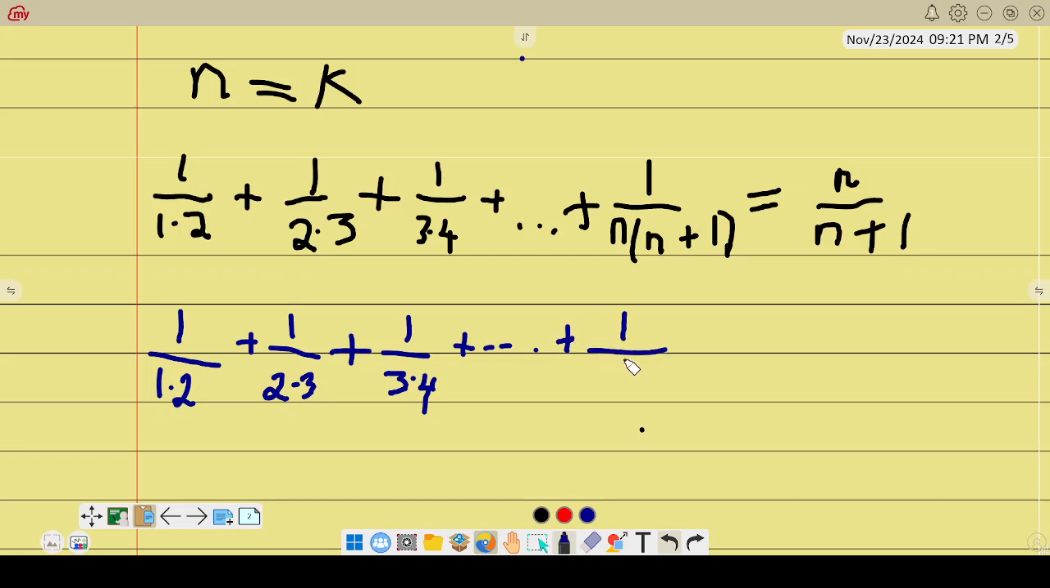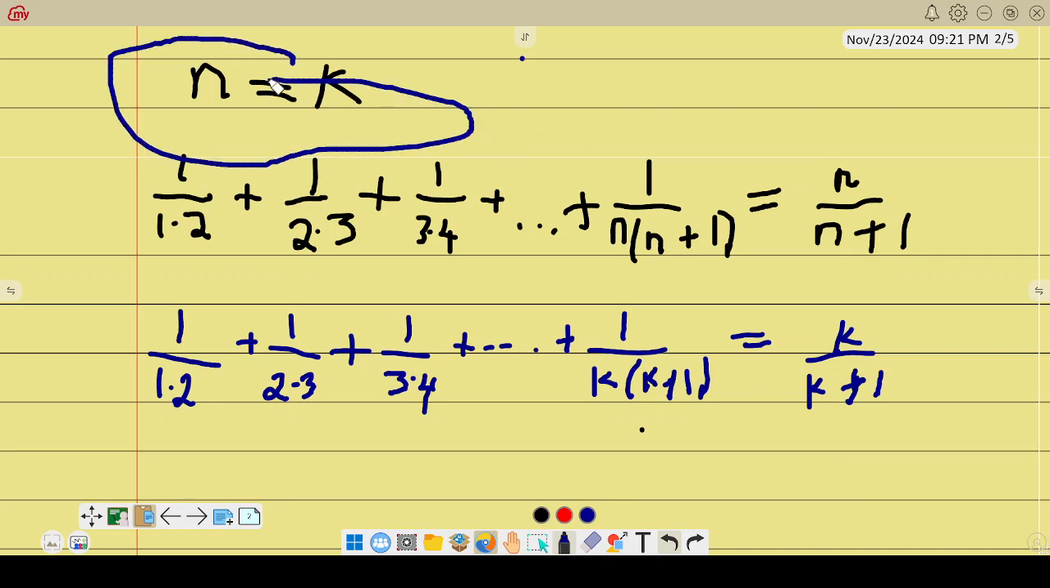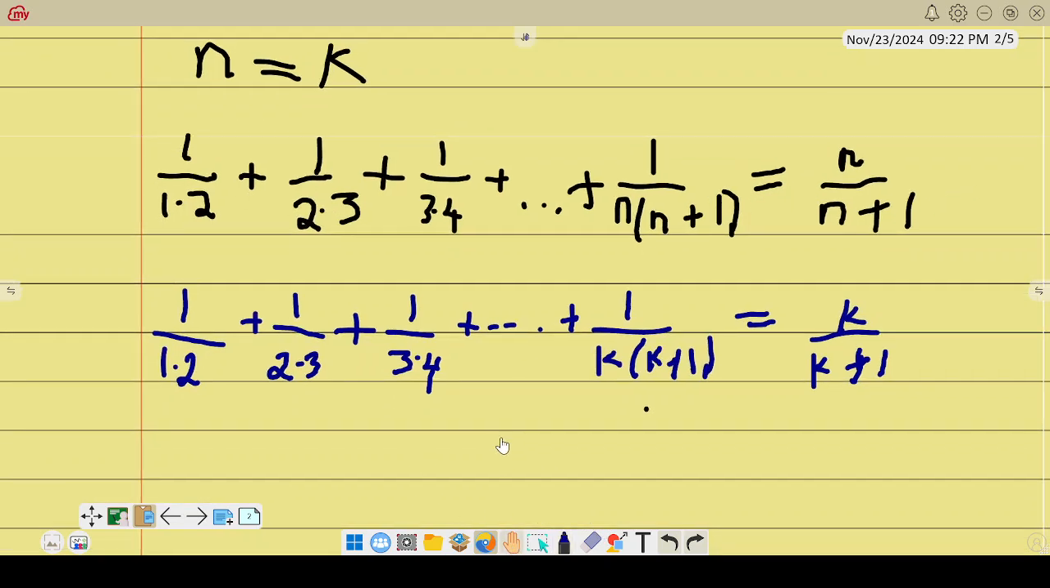And then we have 1 over, what is n? We're putting k. Easy stuff. Okay, so this is the k plus. So I've let n is equal to k, and then after n is equal to k, we now say k is equal to k plus 1.